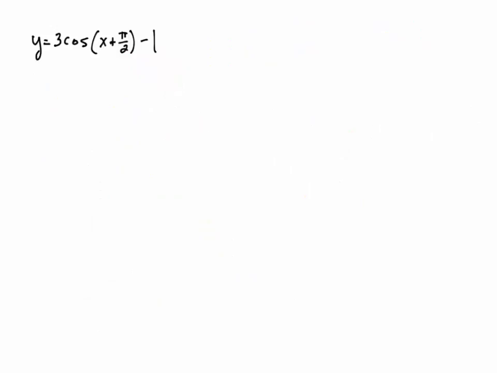All right, 2 more examples to go. In standard form, this is going to be y equals 3 cosine. There's no b value. The coefficient on x is just 1, so we can put a 1 here. X plus pi over 2 minus 1. So A, we have 3, B is 1, C is, we're going to say that this is negative pi over 2, and then D is -1 here.